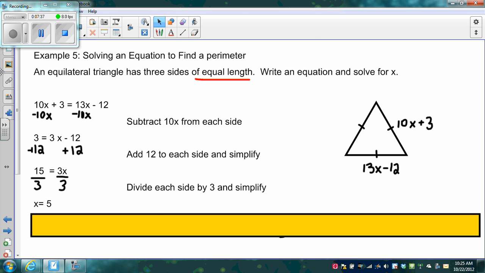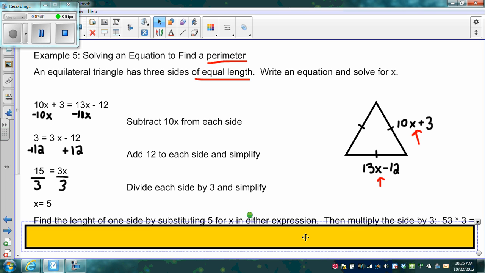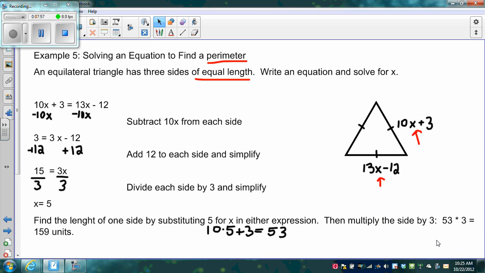But we're not done yet, because this wants us to find the perimeter. So what we can do now is we can plug in for x here or here. It doesn't matter which you choose, but we need to find the length of one side. So here we can say 10 times 5 plus 3 equals 53. So we know each side is going to be 53 because it's an equilateral triangle.